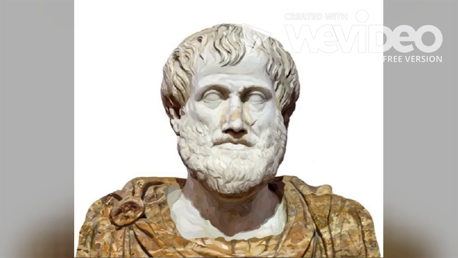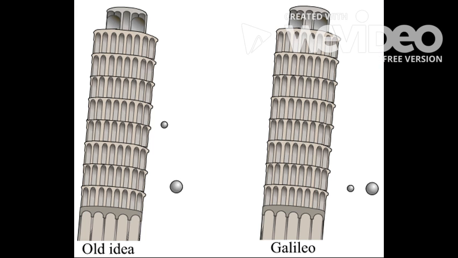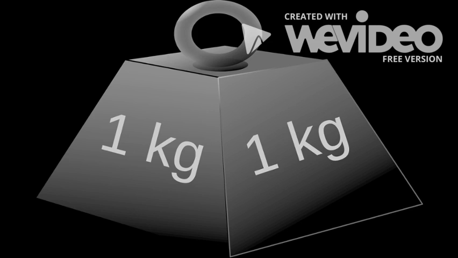Year 322 BC. Greek philosopher and scientist Aristotle proposes a motion theory that the rate at which objects fall is proportional to their masses. He further states that a heavier object will fall 2 times faster than a lighter one. For example, a 10-kilogram object was said to fall 2 times faster than its 1 kilogram counterpart.